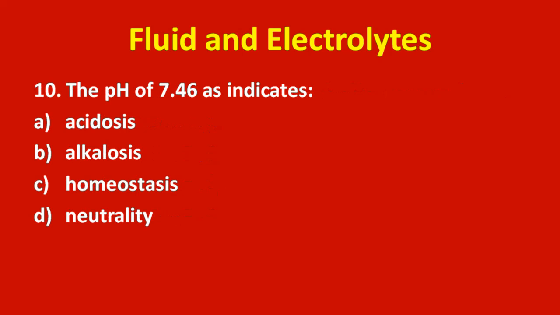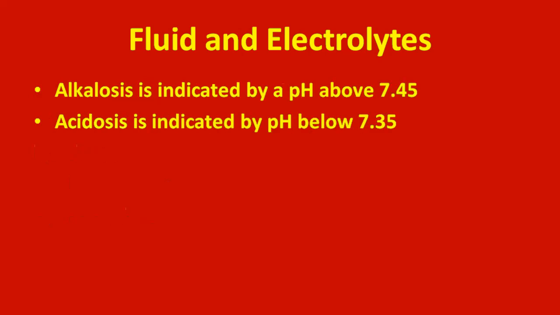10. The pH of 7.46 indicates A. Acidosis. B. Alkalosis. C. Homeostasis. D. Neutrality. Answer is option B, alkalosis. Alkalosis is indicated by a pH above 7.45. Acidosis is indicated by pH below 7.35.